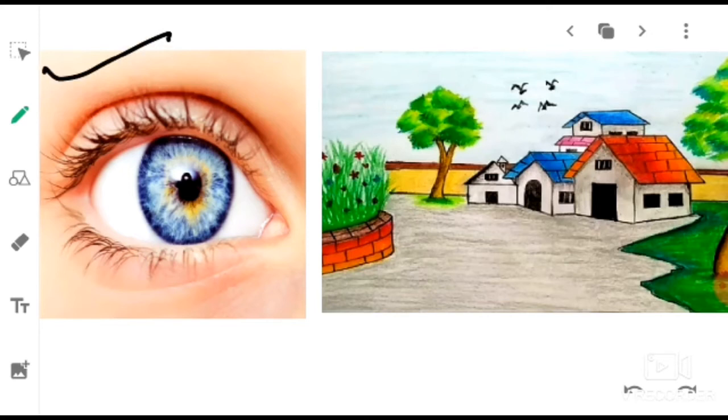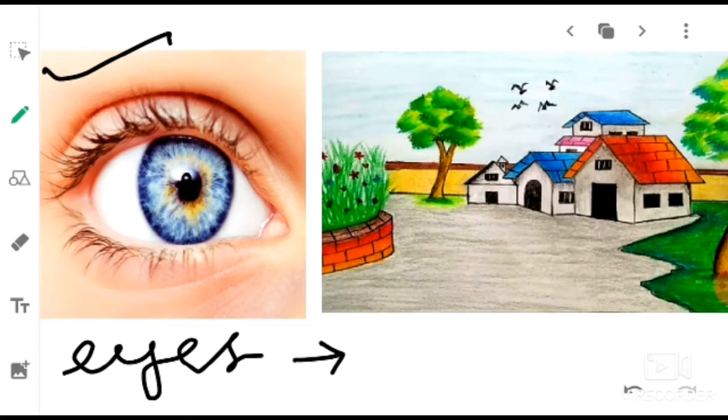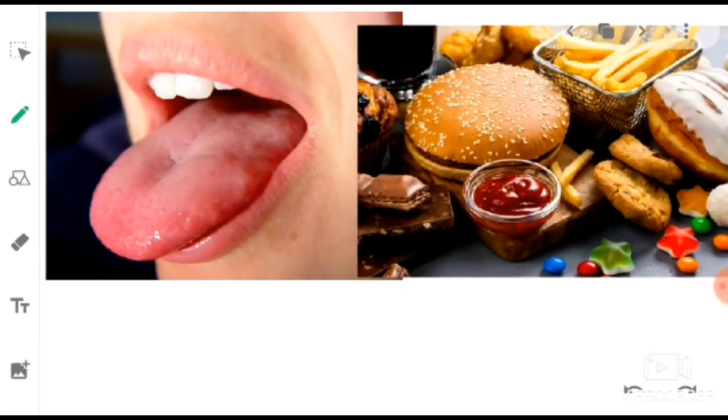This is a picture of eye. There are 2 eyes. Eyes, E-Y-E-S, eyes. Now you are looking at the screen and can see the scenery and all. So what action do we perform by our eyes? We can see.